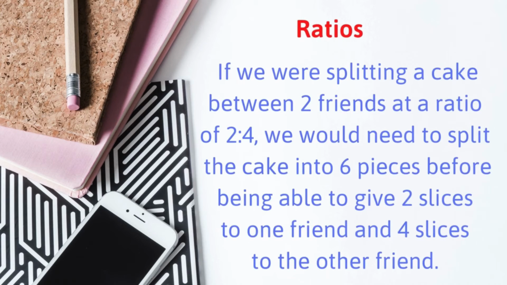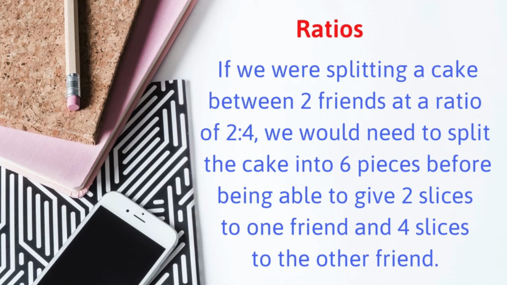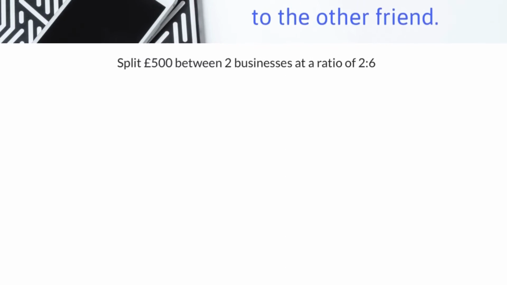blue paint. If we were splitting a cake between two friends, 2 slices to 4 slices, we would need to split the cake into the total number of slices needed before we could allocate slices to the friends. So we could split the cake into 6 pieces and then give 2 of them to one friend and the remaining 4 slices to the other friend.